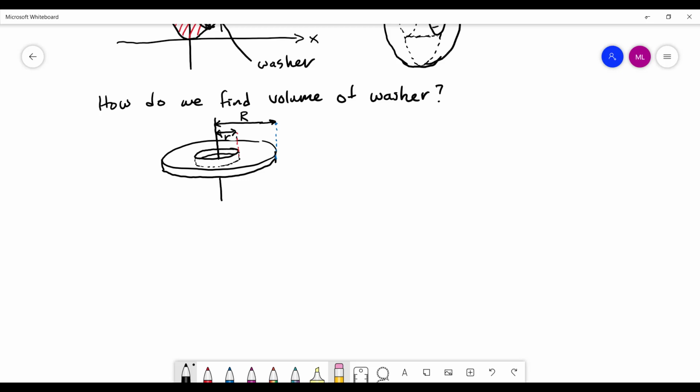And so all we need to do is find that the volume is equal to the big pi R squared minus the little pi r squared. Right? This is the volume of the large disk, and this is the volume of the small disk.